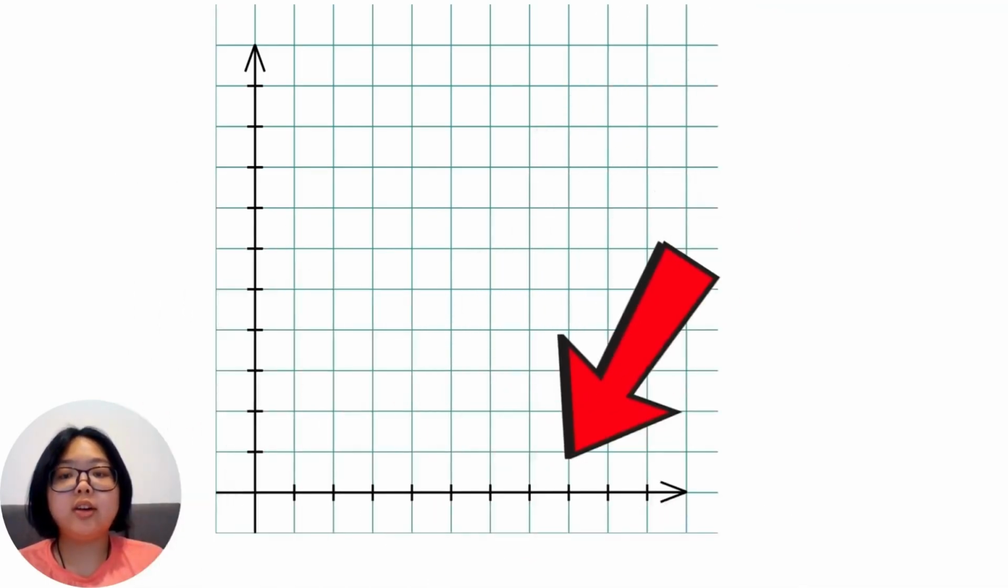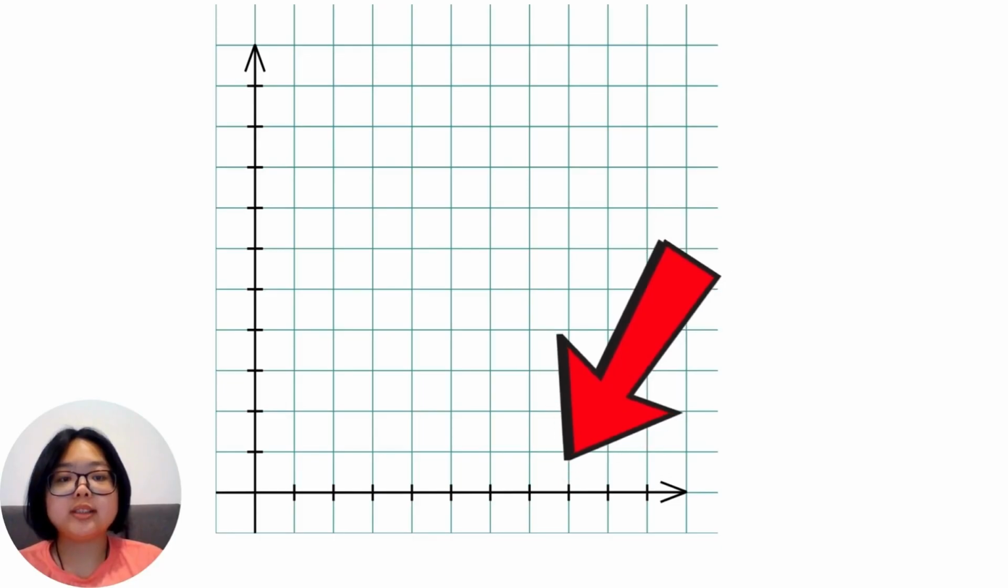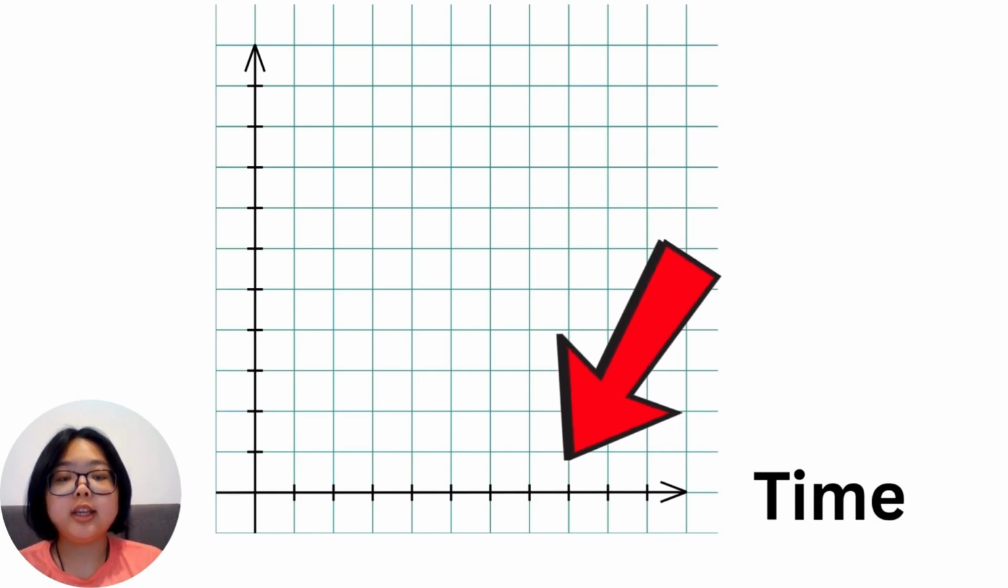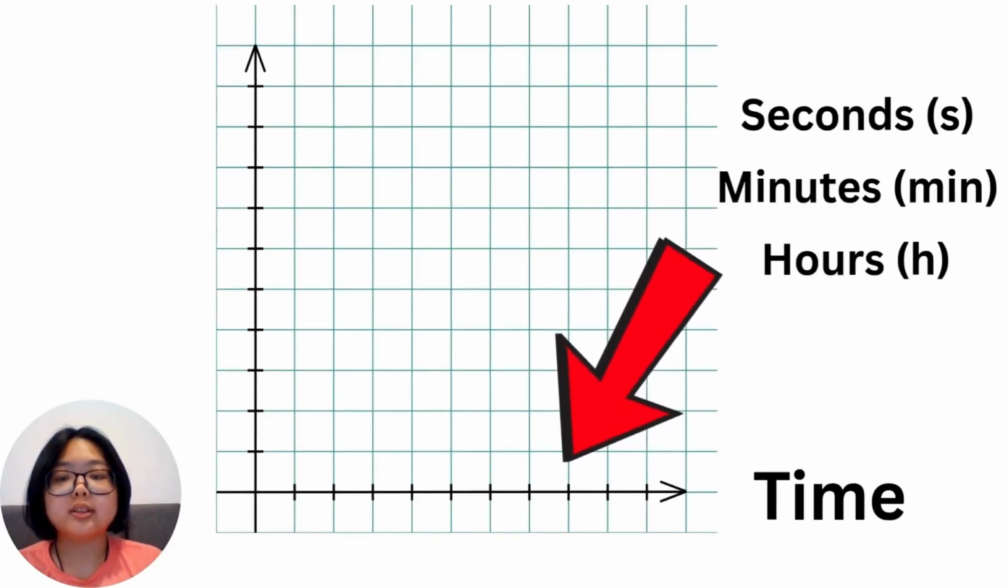First, look at the horizontal line at the bottom, the x-axis. This always represents time. Time moves forward and never stops, which is why it sits comfortably at the bottom. We measure this in seconds, minutes, or hours.